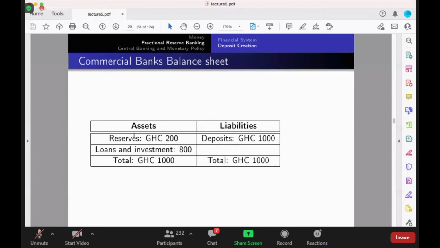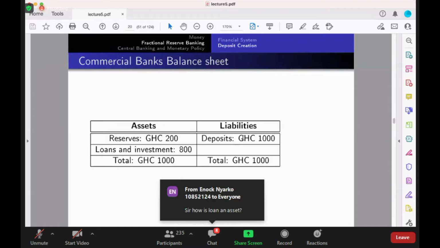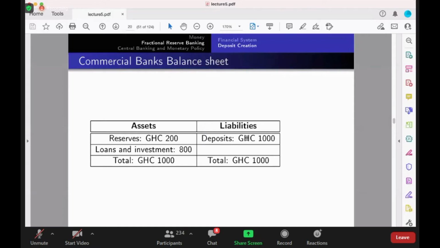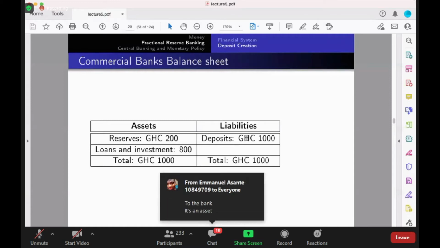So for this specific case, the commercial bank is keeping 200 cedis as reserves and using 800 to make loans. So the total equals what? 1,000 Ghana cedis. And the reserves and the loans are coming from deposits that they've taken from individuals, not banks, and that is equal to 1,000. Out of that 1,000, they are supposed to keep a certain reserve of 200 and make loans and investments worth 800.